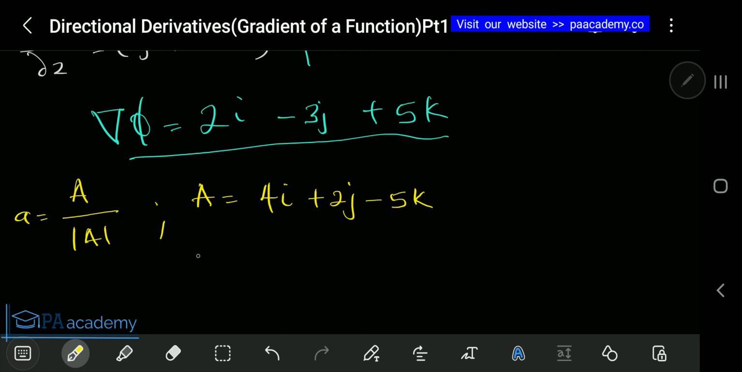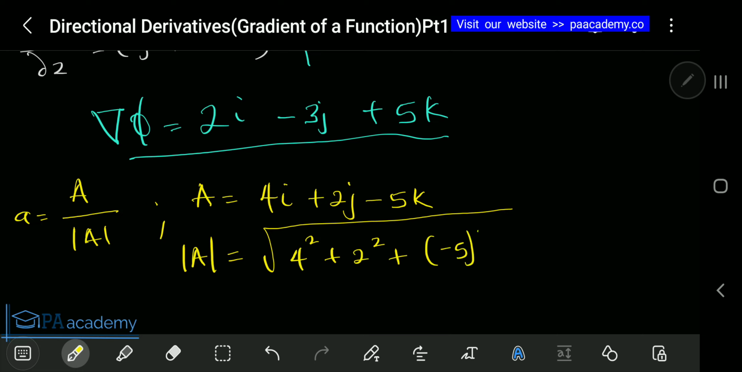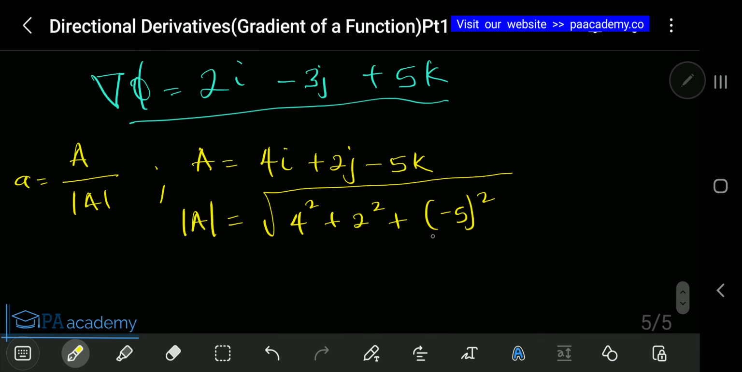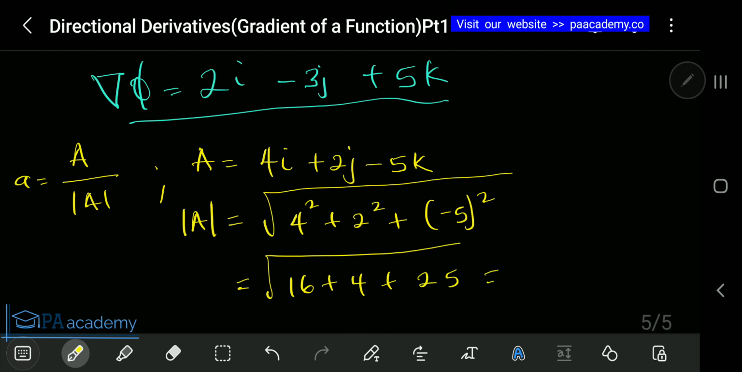So now let's calculate the magnitude of a. Calculating the magnitude of a will be 4 squared plus 2 squared plus minus 5 squared. If you simplify this further, it will give us 16 plus 4 plus 25, which gives us the square root of 45. Are we good? Okay.